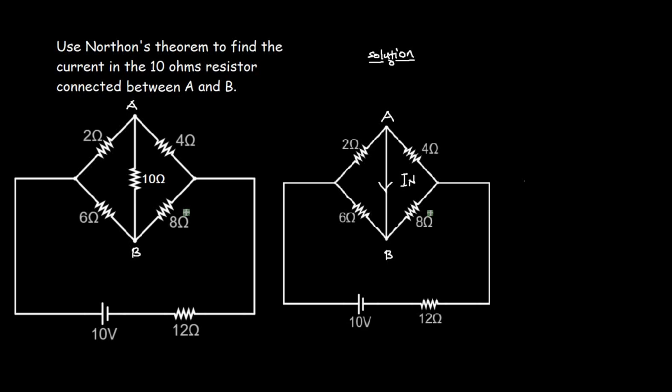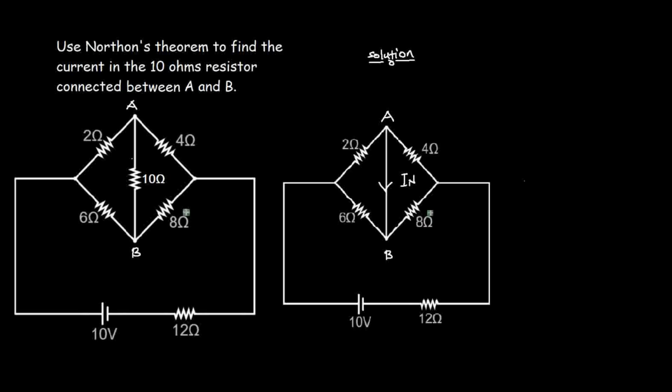In this lesson, we are going to solve this question I have here on the screen. The question says we should use Norton's theorem to find the current in the 10 ohms resistor connected between node A and B. So let's look at how you are going to solve this question.